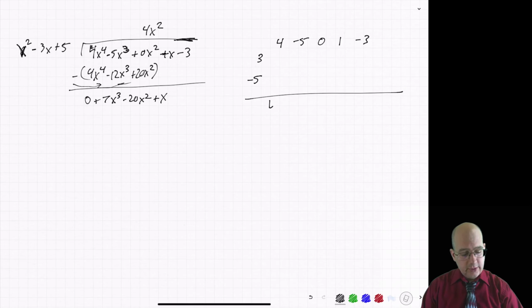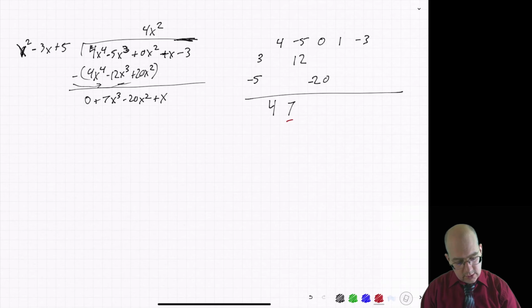Now, drop down the 4, just like we did with the other one. And then 3 times 4 is 12. And then minus 5 times 4 is minus 20. It's here. And so this becomes 7. All right? And then you can kind of see some of the elements, right? So this 7 here is this 7 here. This minus 20 is that minus 20 over there. And we've got the 4 and 4, of course, here.